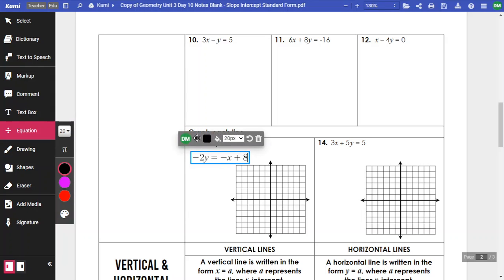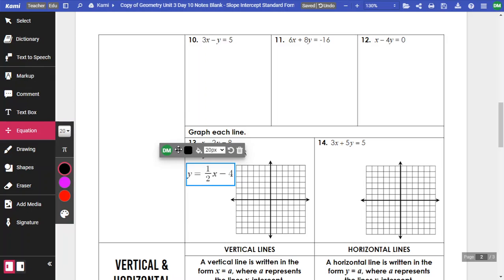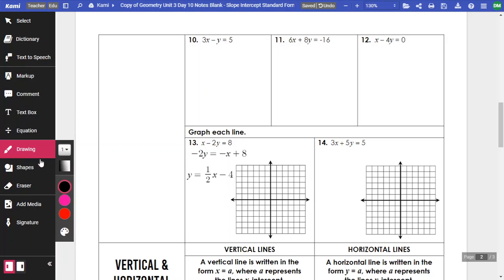And then we want to solve for y, so we're going to divide both sides of this equation by negative 2. So that's going to get us y equals 1/2 x, because we've got a negative divided by a negative, so it's a positive. And then 8 divided by negative 2 is a negative 4. So there is our new equation, and it's in slope-intercept form, which makes it very easy to graph.